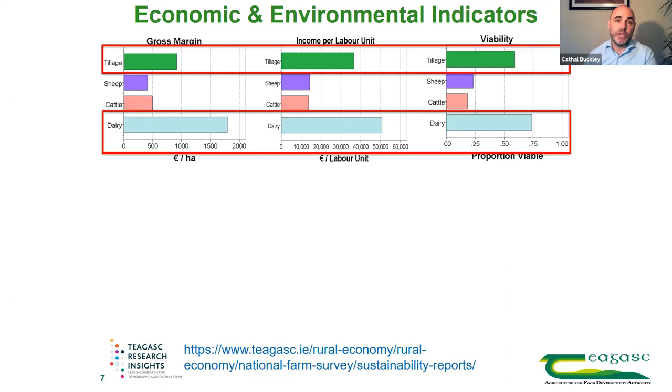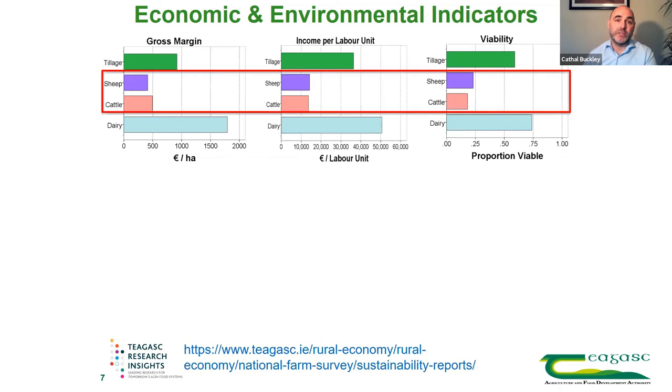The gap between tillage and dairy isn't as large on the second and third dimension, the income per labor unit and viability, because there's less labor required in tillage farms. But you can see that the cattle and sheep farms lag behind significantly the other two, and especially dairy. And if you look at the last graph, viability, between 20 and 25% of cattle and sheep farms will be deemed economically viable in terms of their activities from agriculture.